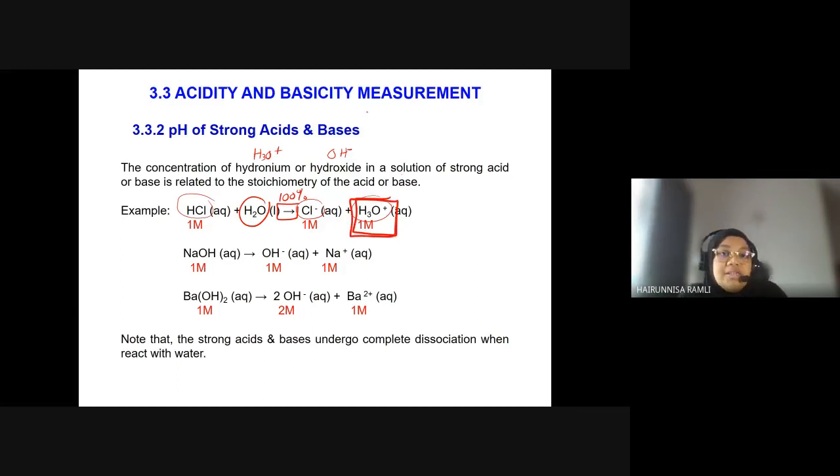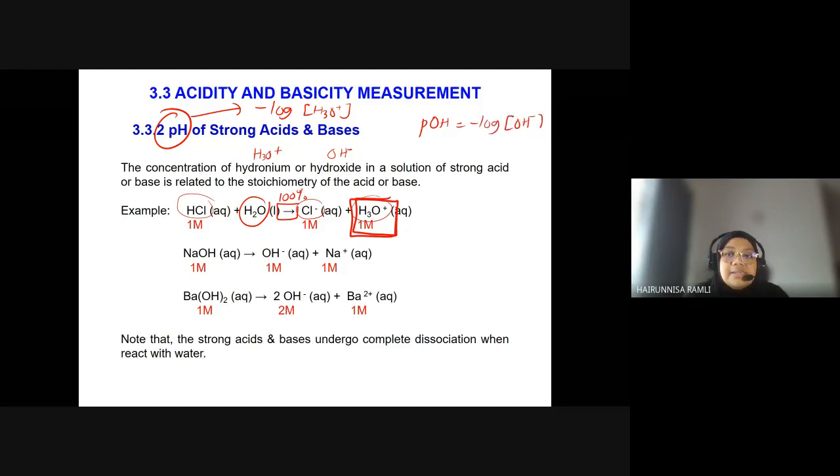In this case, we are focusing on H3O plus. Why? Because we are now talking about acidity and basicity, right? So we are talking about pH. Remember, for pH we want to calculate negative log of H3O plus. Kalau pOH, we want to calculate the value of negative log OH minus. So that's why kalau dalam equation, yang kita nak cari is actually H3O plus or OH minus. It's not the concentration of HCl or NaOH. No. pH sebenarnya kita bukan tengok itu. Kita tengok value of OH minus and also H3O plus.